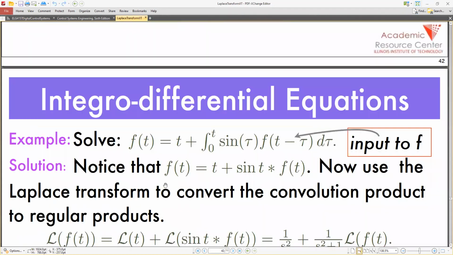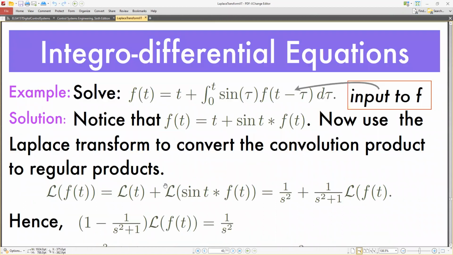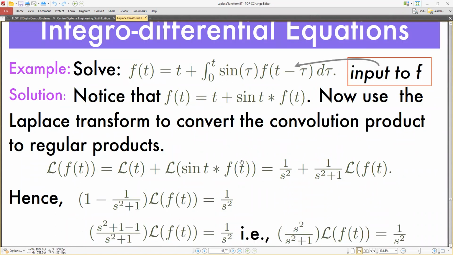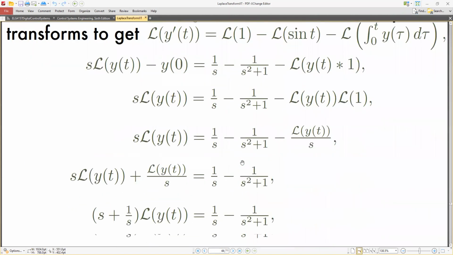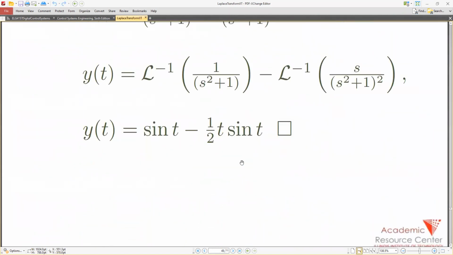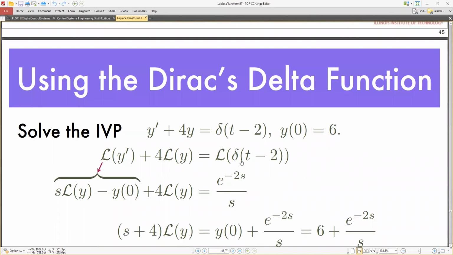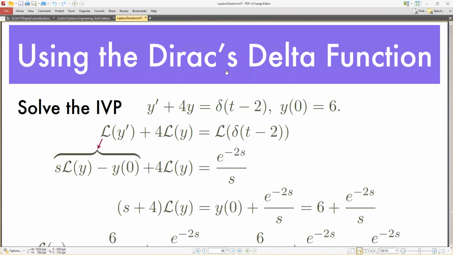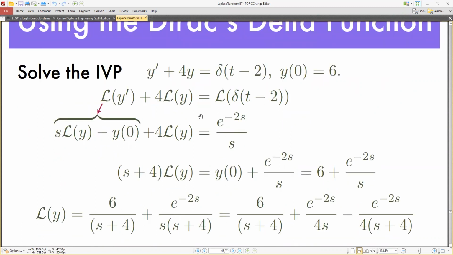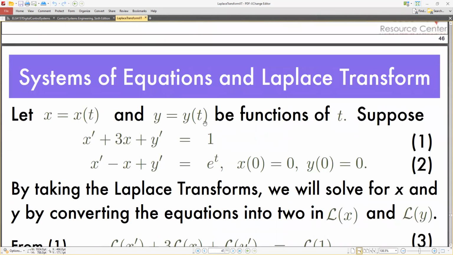Some examples are also there, and integral and differential equations are also there. They have given lots of equations, so you can check by yourself. And then the Dirac delta function, the delta equation, and its Laplace transform.